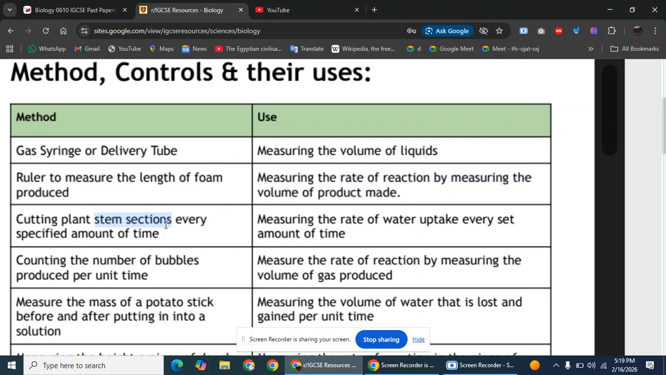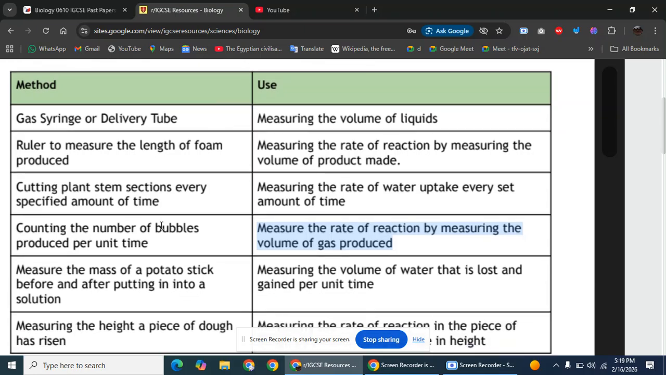Cutting plant stem sections every specified amount of time, measuring the rate of water uptake every set amount of time, counting the number of bubbles, and measuring the rate of reaction by measuring the volume of gas produced.